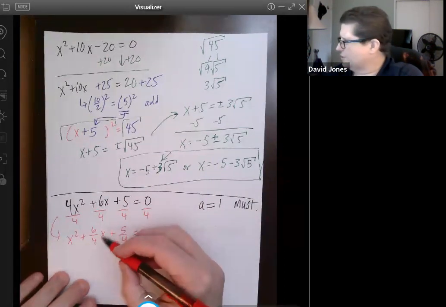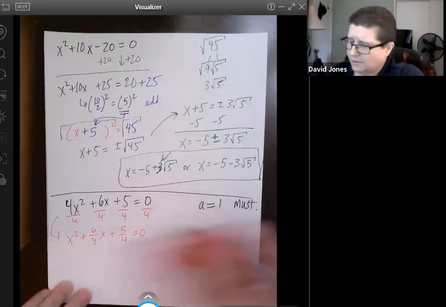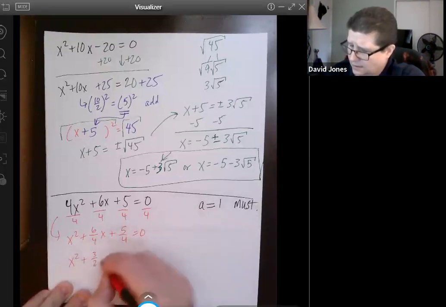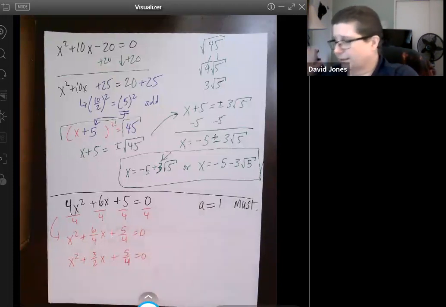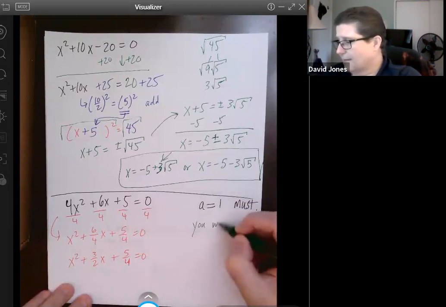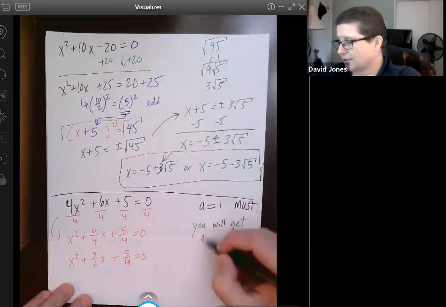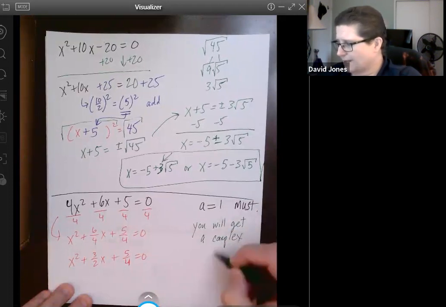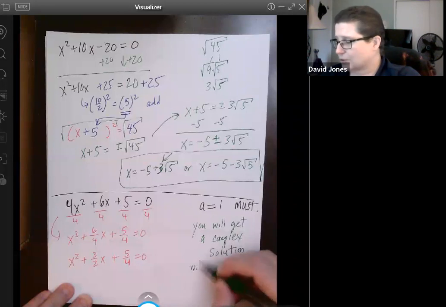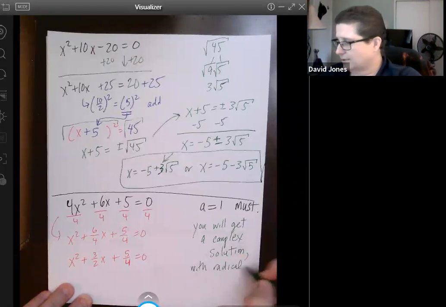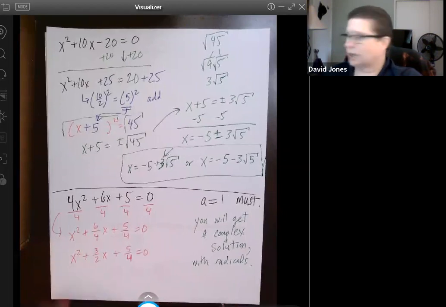This might be easier to reduce to 3/2. And you want to complete the square here. You will get an imaginary, or you will get a complex solution. So if you pause it and you're working it out, it's going to be ugly. Complex solution with radicals. It's an ugly solution. So just because you get it doesn't mean it's wrong.